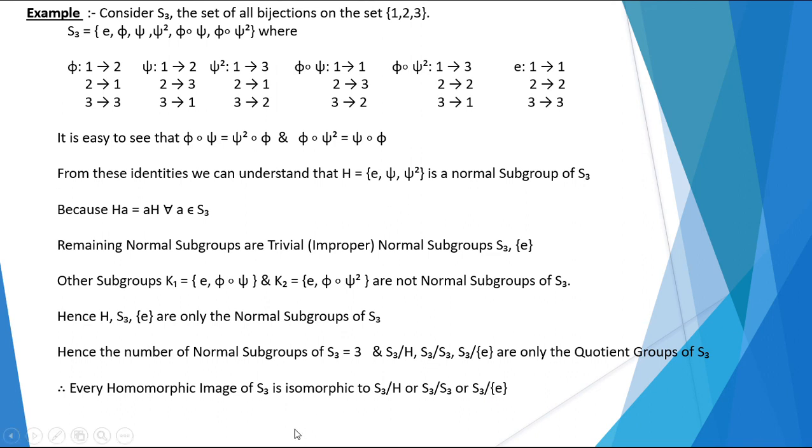Every homomorphic image of S3 is isomorphic to S3 by H or S3 by S3 or S3 by E. So the number of homomorphic images of S3 is 3.